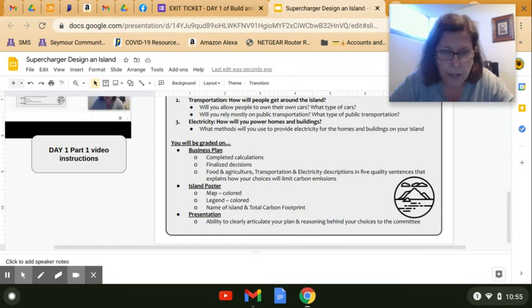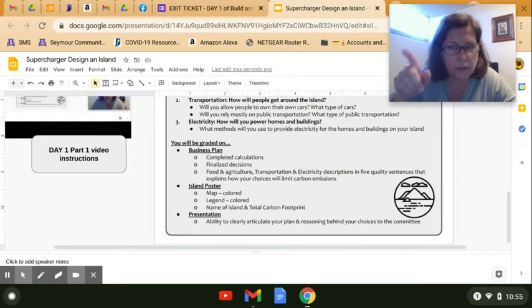You're going to name your island and you're going to have a total carbon footprint number. Okay. And your presentation. There's a rubric with this, and it's on the last slide. So if you scroll down, you should see that rubric, and we're going to talk more about it.